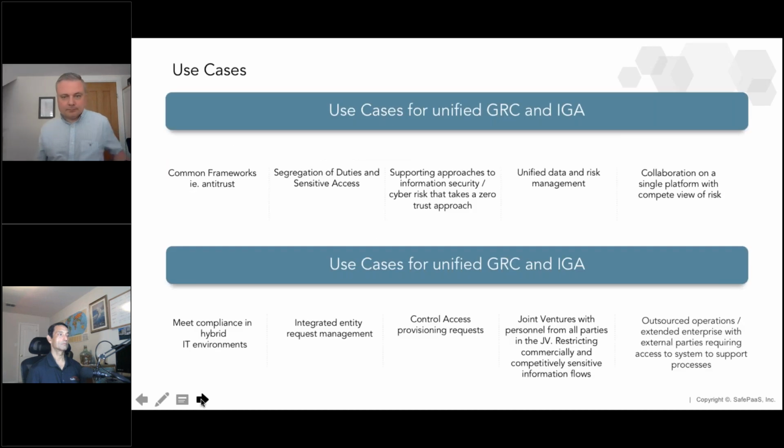Great insight there. And what about some of the use cases for unified GRC and IGA, access governance? Paul? Sure, I'll kick that one off. So I've alluded to a couple of them already, but I'll just unpack those a little bit more.